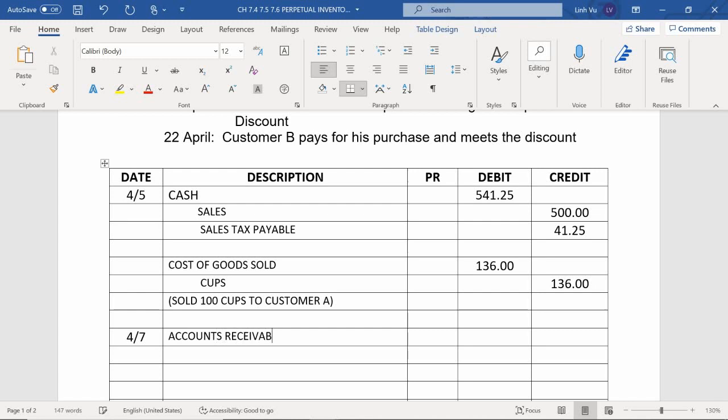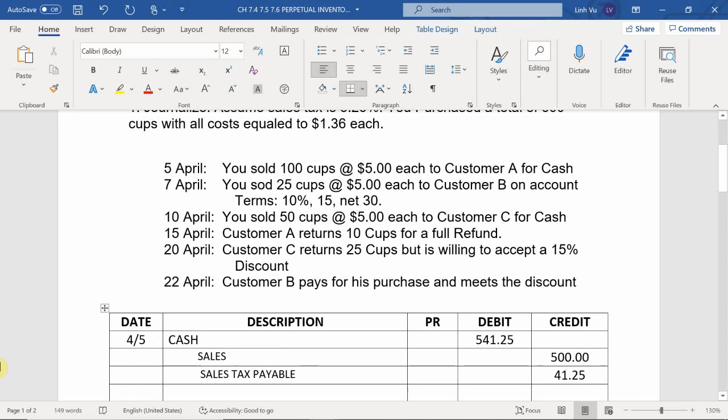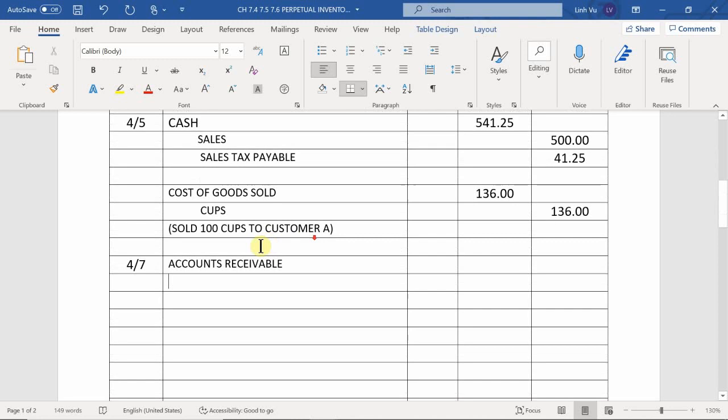You have a sales discount. No, okay, no, because this is terms. What's the condition for this person to get the discount? They have to pay. Yeah, so in this case, we're not going to give them discounts yet. So just sales and sales tax. Good. Okay.